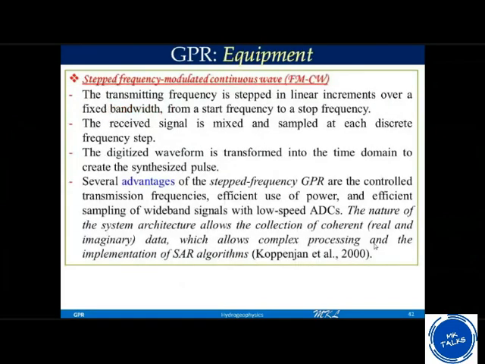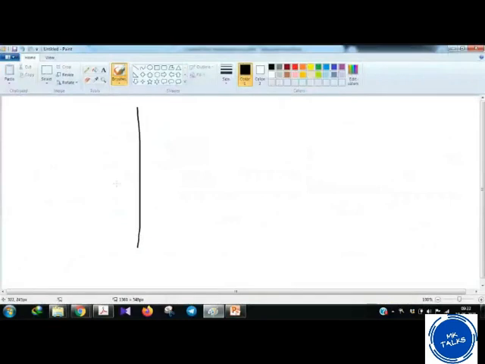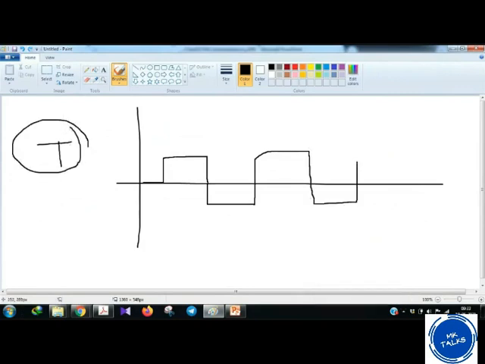Okay. There is another type called the step frequency modulated continuous wave. Frequency modulated means FM. The same principle we are using here, the FM principle, the FM radio we used to hear. Same principle we will be using here, and the transmitting frequency is stepped. So what do you mean by stepped? If the frequency looks like this, the frequency is like this, this will be your transmitting signal from the transmitter, and this is called your step frequency.